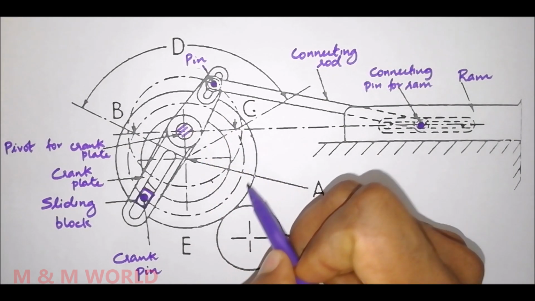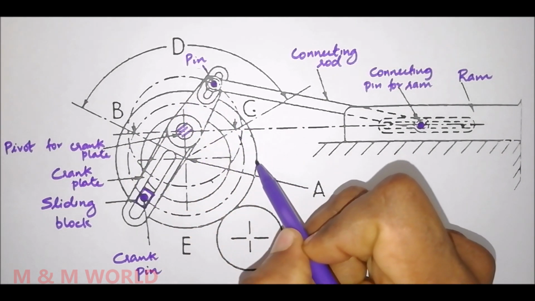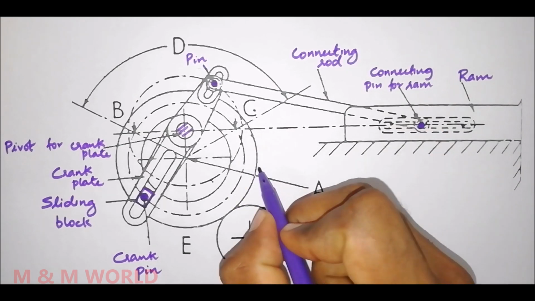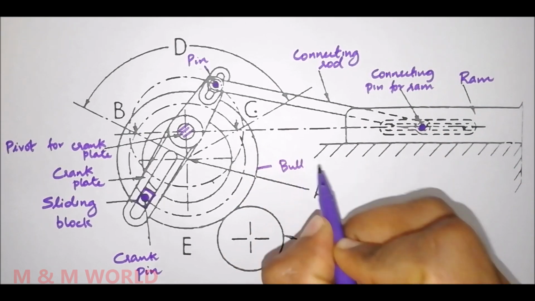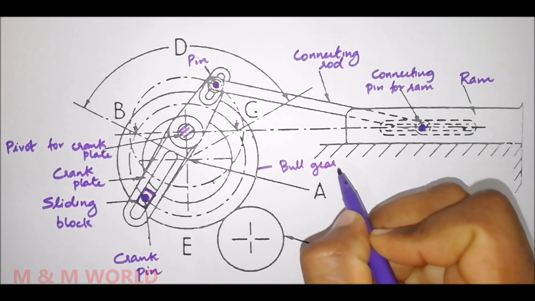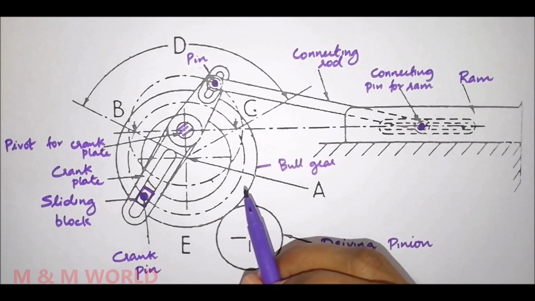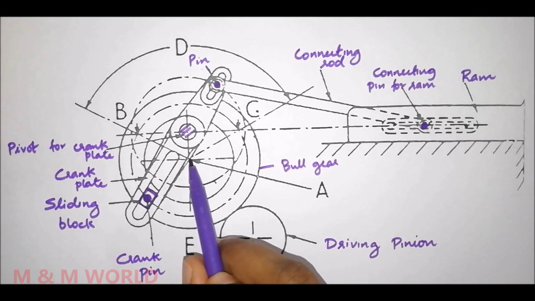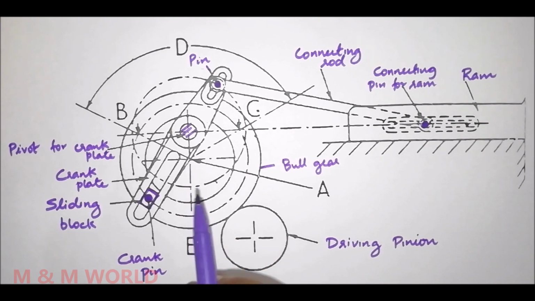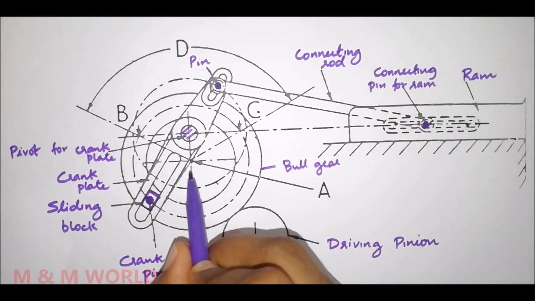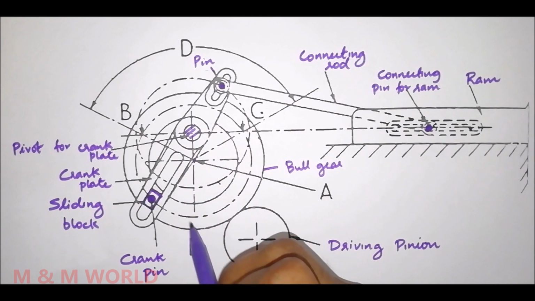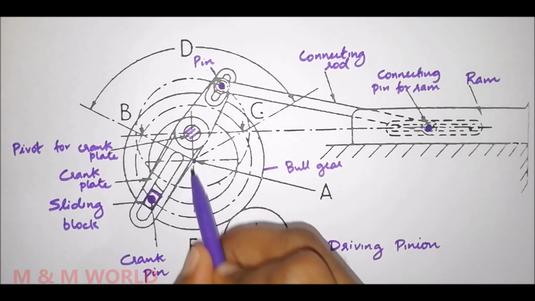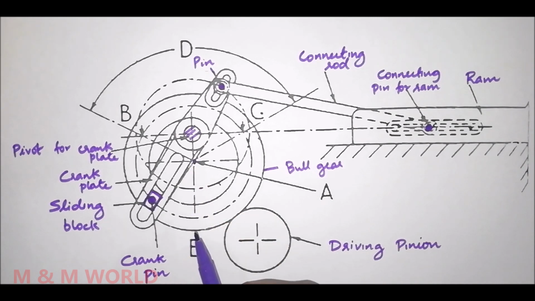So this outer diameter is the bull gear. The bull gear is mounted on a large fixed pin A upon which it is free to rotate. So this is a pin, and the bull gear is free to rotate through this pin A.